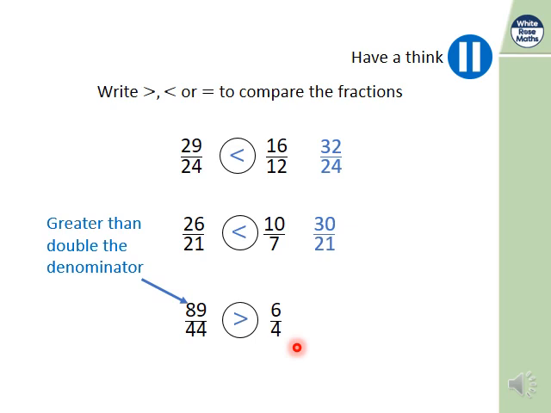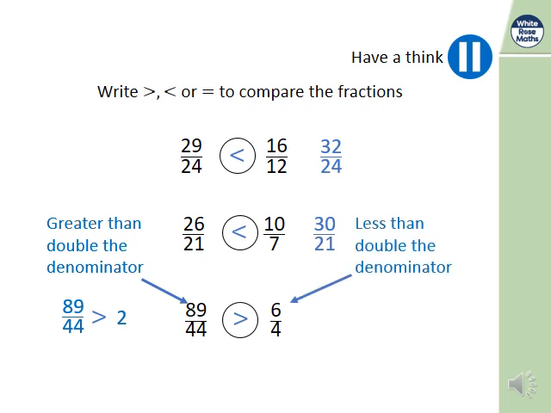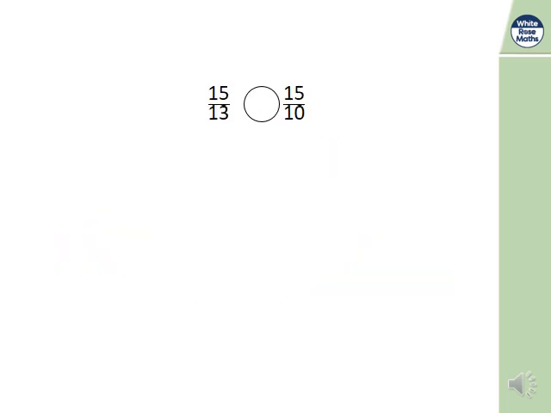If the numerator is greater than double the denominator, so double 44 is 88 and 89 is more than 88, that's greater than 2. And if it's less than double the denominator, that would work. Let's have a look at this one now.